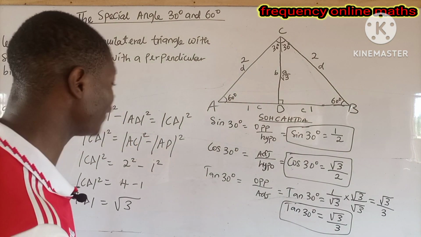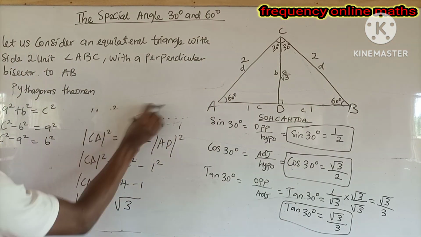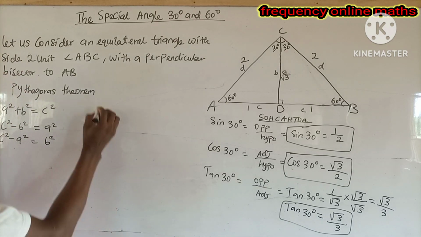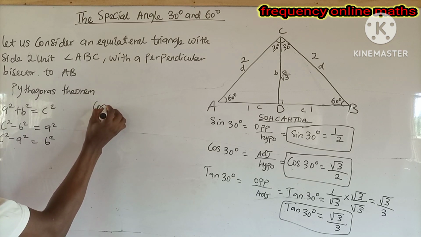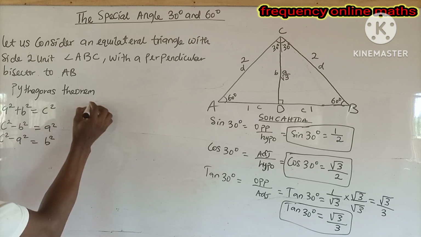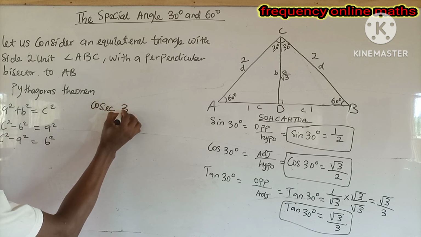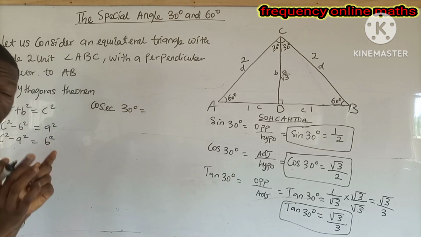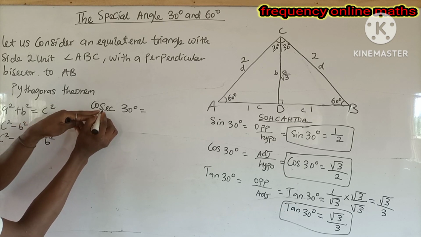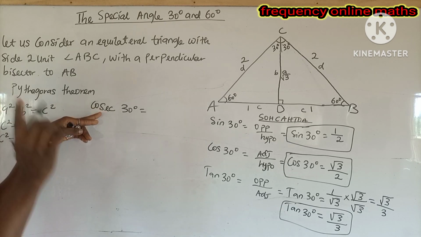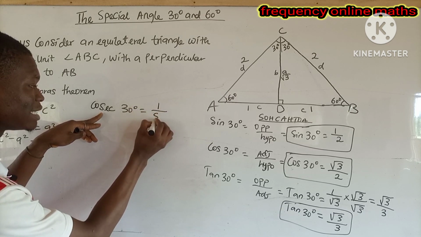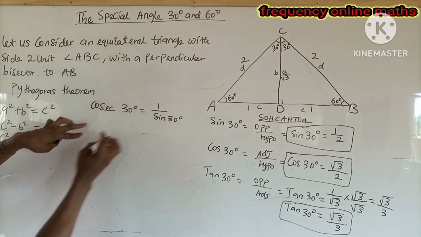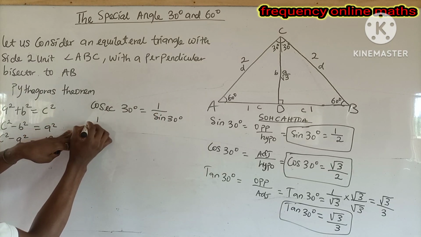Now, if you want to find, let me clean this side, cosec of 30 degrees. Cosec simply means, if you want to know what cosec means, you count 3 letters, 1, 2, 3. What is this letter? S, which is for sine. You write 1 over sine. So this means 1 over sine 30 degrees. You understand?